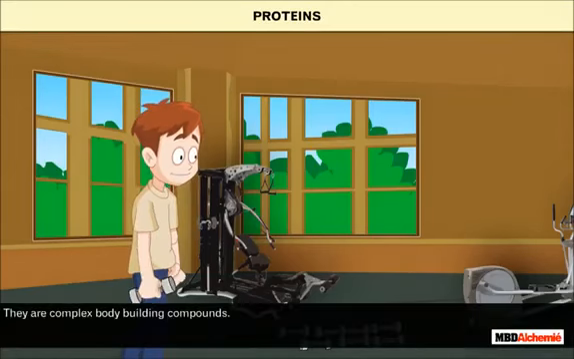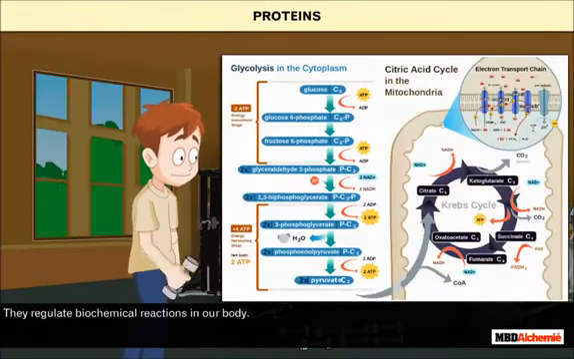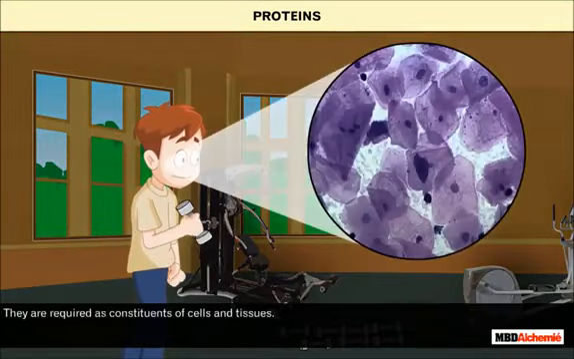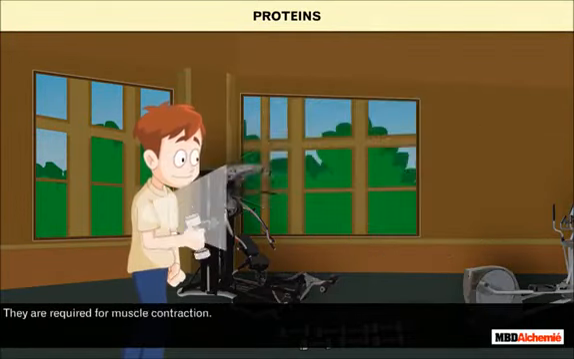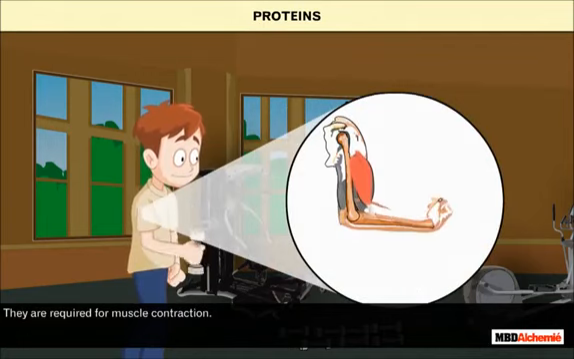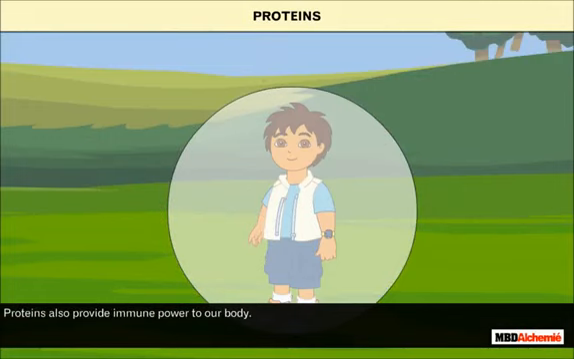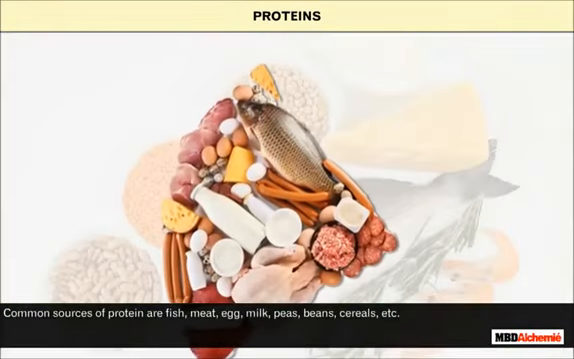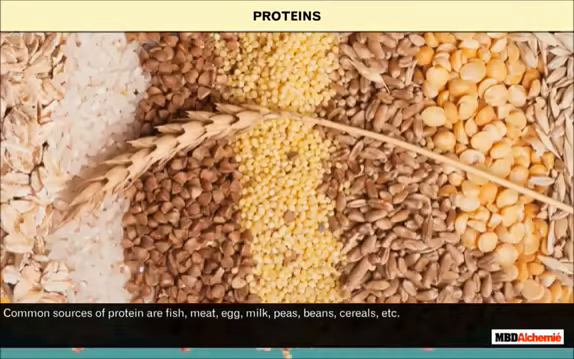Proteins. They are complex body-building compounds. They regulate biochemical reactions in our body. They are required as constituents of cells and tissues. They are required for muscle contraction. Proteins also provide immune power to our body. Common sources of protein are fish, meat, egg, milk, peas, beans, cereals, etc.